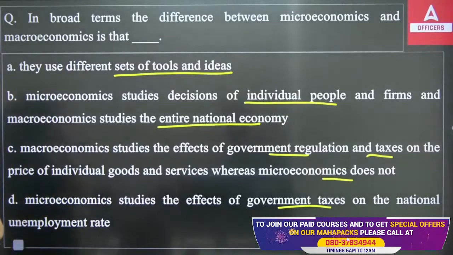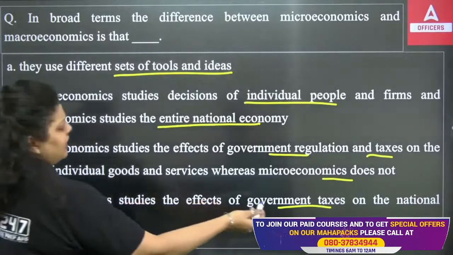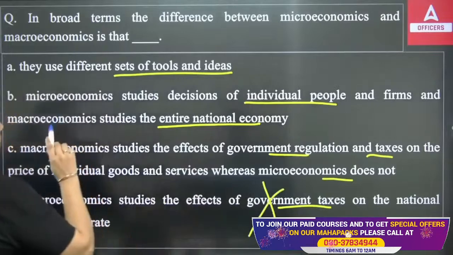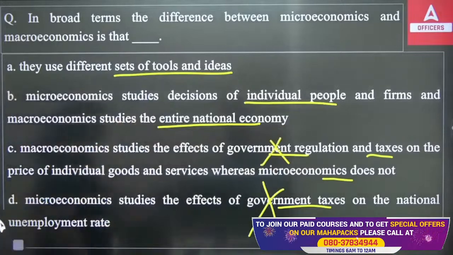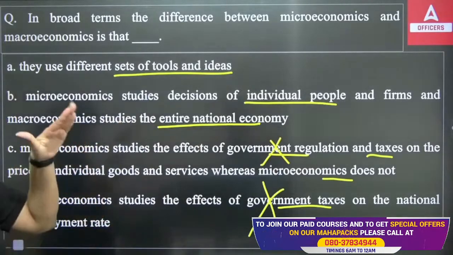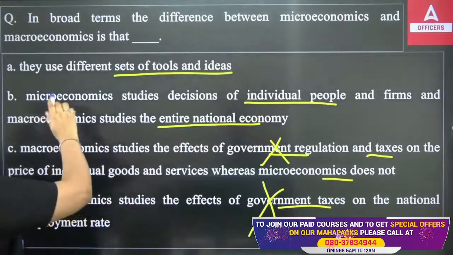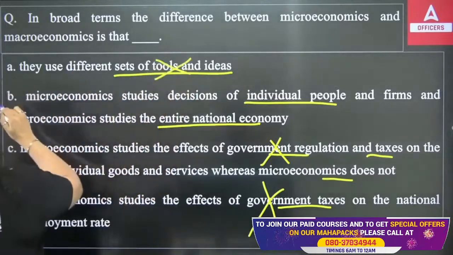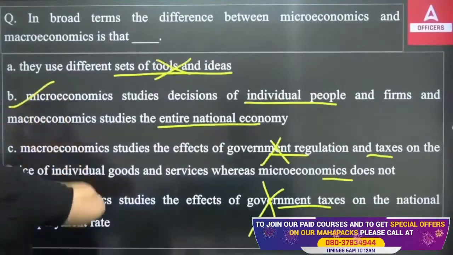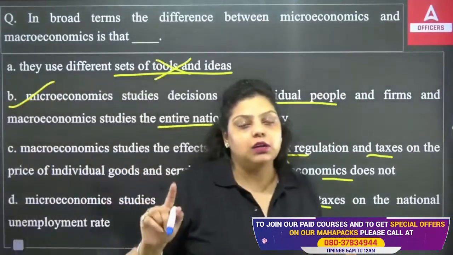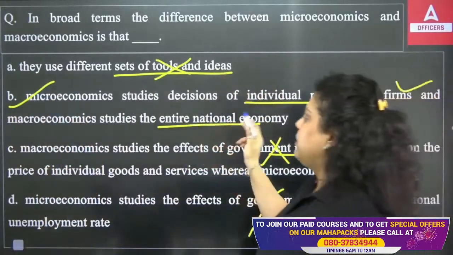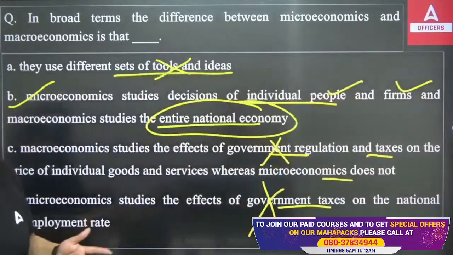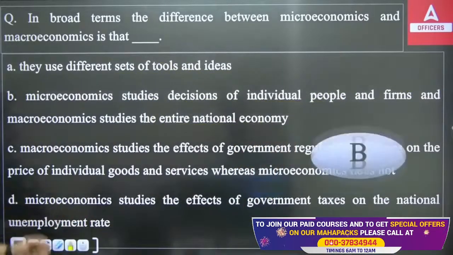Out of that, you have to tell which statement talks about the difference between micro and macro. So can you say microeconomics studies the effect of government taxes? No. Macroeconomics studies the effect of government regulation and taxes? No. Micro and macro is the study of economy in which you are doing it at the individual level or the whole level. They use different sets of tools. Right answer is B. Microeconomics studies the economy at an individual level, individual people, individual firms, whereas macroeconomics studies the entire national economy. It means very obvious, very simple. Right answer is option B.